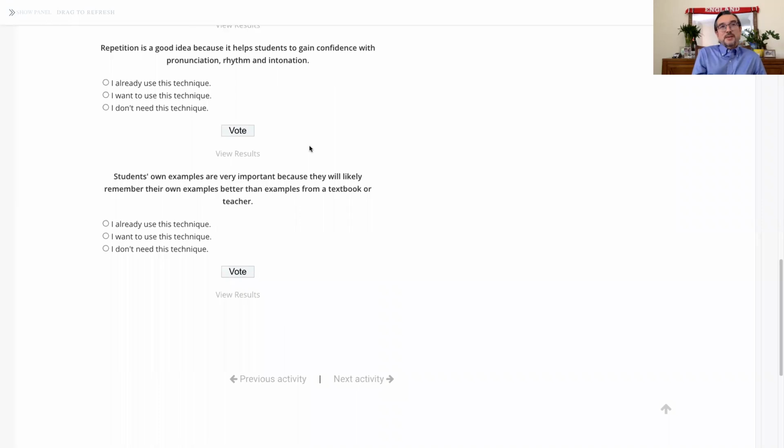Repetition is a good idea because it helps students gain confidence with pronunciation, rhythm, and intonation. Sure, I do. The less experience students have with the language, the more repetition I do, because repetition can give confidence. It can be fun. You can play with the rhythm. But it's a building tool, not a final tool.